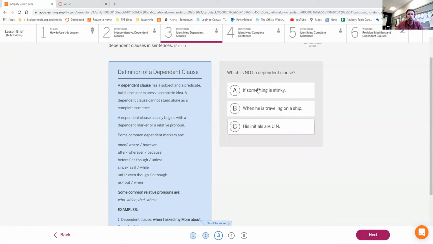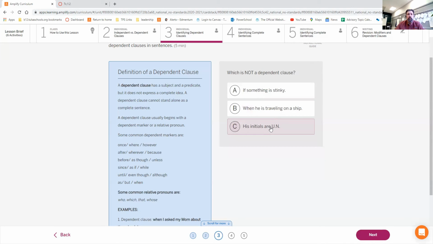Next one, which is not a dependent clause. If something is stinky, okay, what about it? If it's stinky, yeah, what else? That's dependent. When he is traveling on a ship, okay, what happens? It doesn't say he is traveling on a ship. It says when. We now need to have something else that is attached to it.